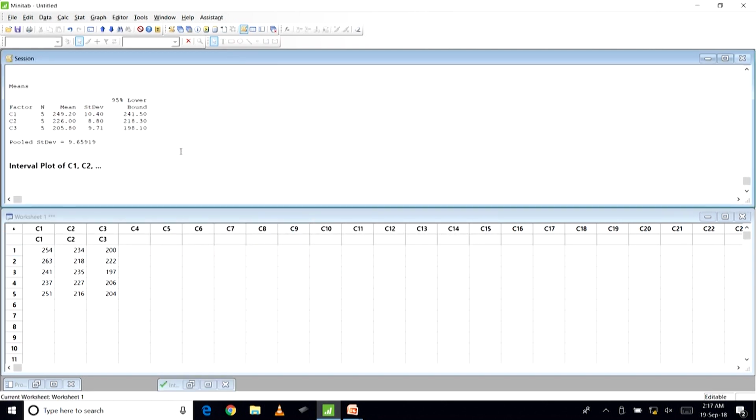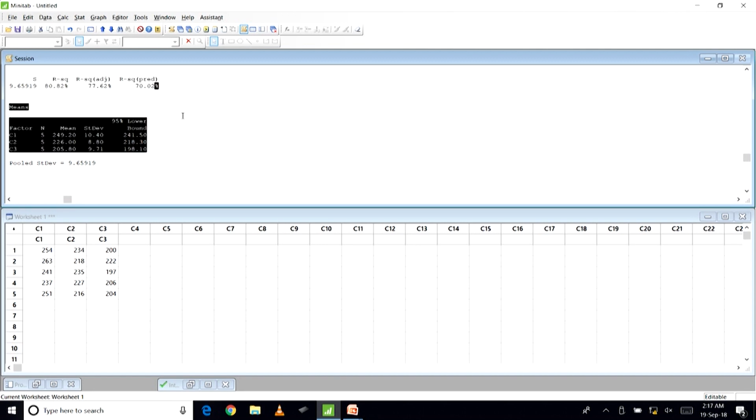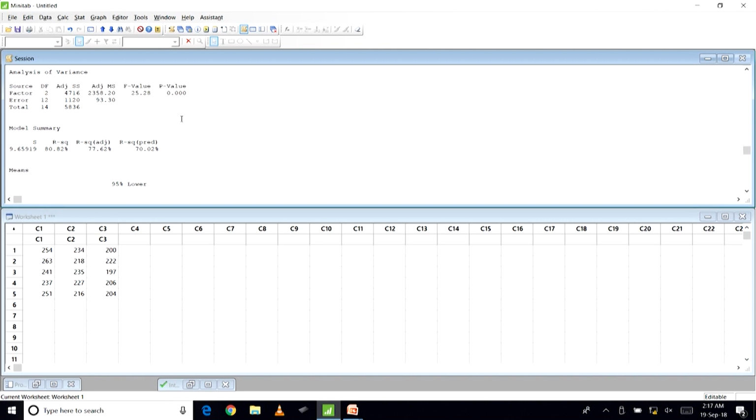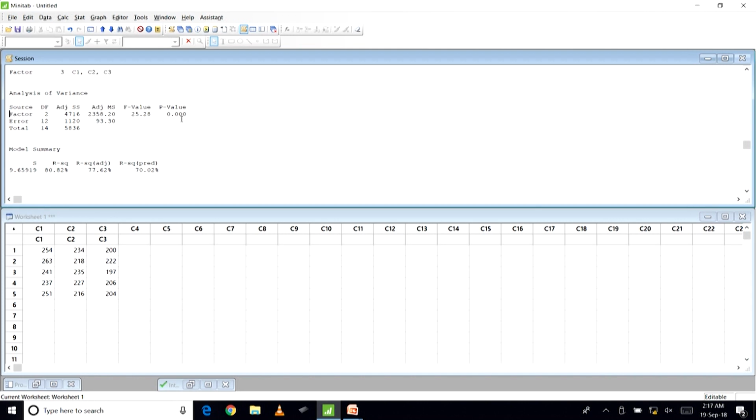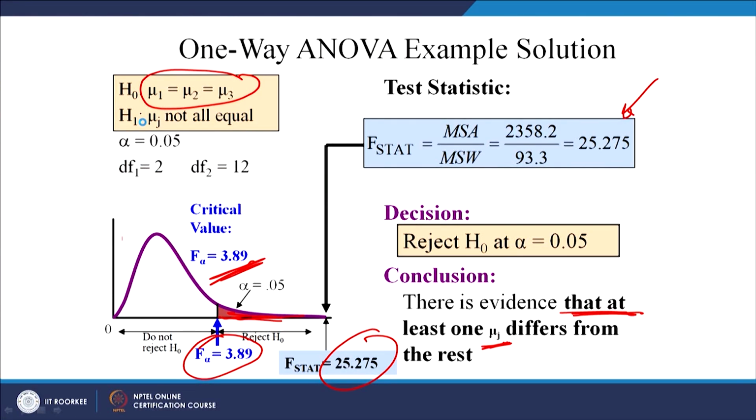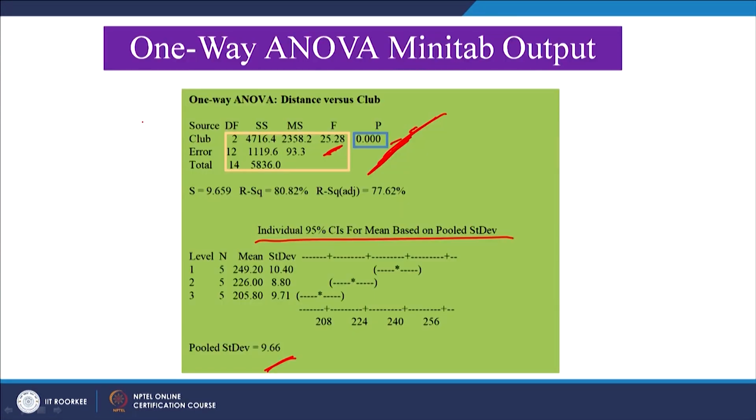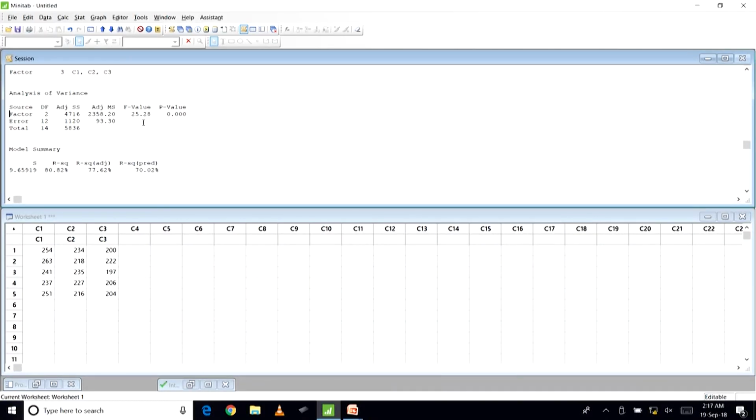So, let us look at ANOVA table, which is there up, yeah, this is our ANOVA table, right. So, you just see this table is exactly similar to what I just showed. Let me show it once again. This is the ANOVA table and our answer is this, right.